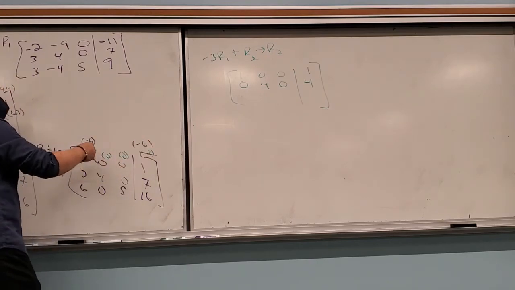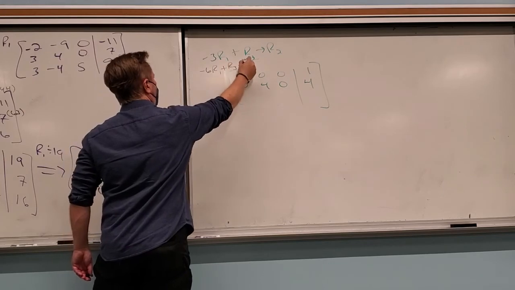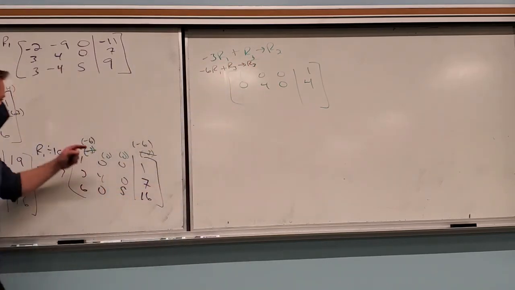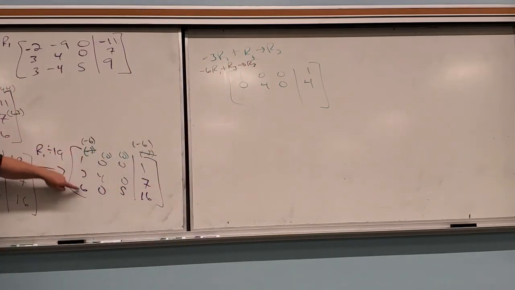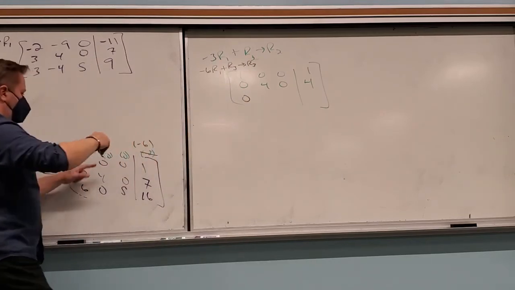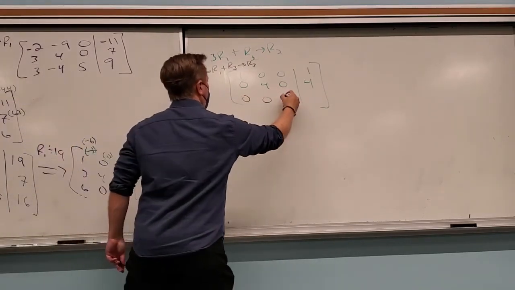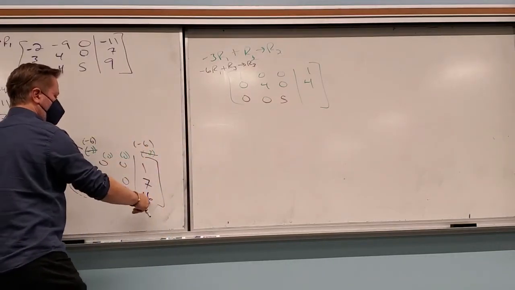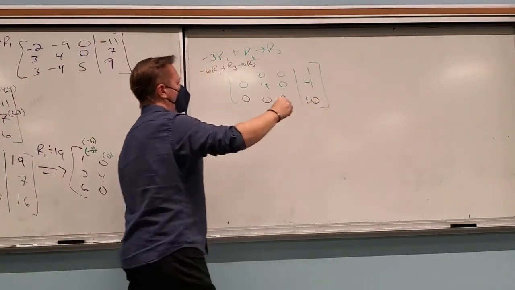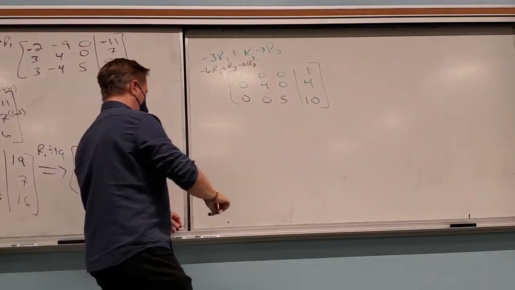And then I add, so negative 6 row 1 plus row 3. Put the answer in row 3 because I want this one to kill this one. Make a 0 there, right? Negative 6 plus 6 is 0. 0 plus 0 is 0. 0 plus 5 is 5. Negative 6 plus 16 is 10. Oh my God. You see how I'm done?